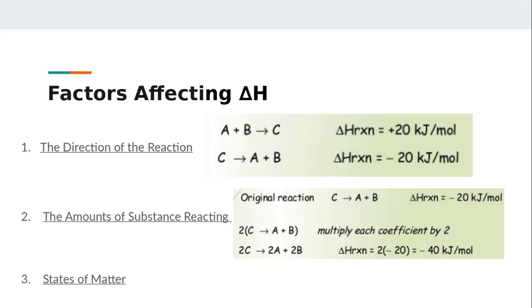The next one is the amounts of substance reacting. If we have a reaction and we double each of the moles in the reaction, then to find the new delta H, you just multiply the original delta H by the same factor. The third thing to remember is that your states of matter need to be the same in order for these rules to apply. So if something changes from a solid to a liquid, you can no longer use these rules because it's not the exact same reaction.